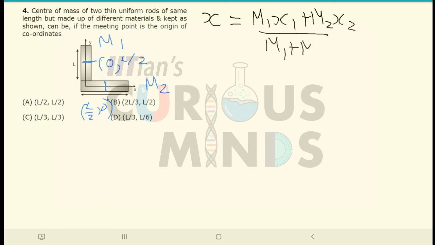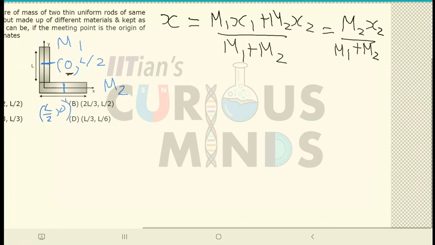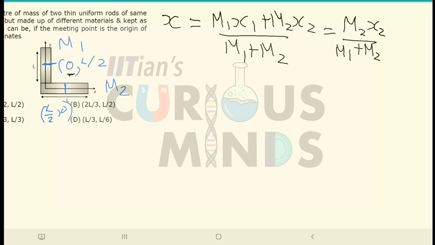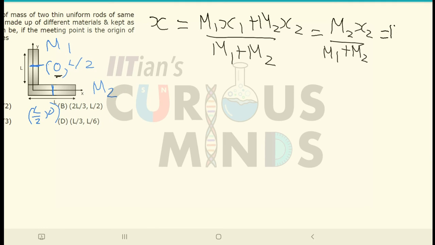Now over here the rods have different materials, but still we will consider if they have the same material, what will be the answer? In the first case, the x coordinate of m1 is equal to 0, so it will be equal to m2 x2 divided by m1 plus m2, and the x2 over here is given as L by 2. So in short this will be m2 into L by 2 divided by m1 plus m2. This will be the formula.